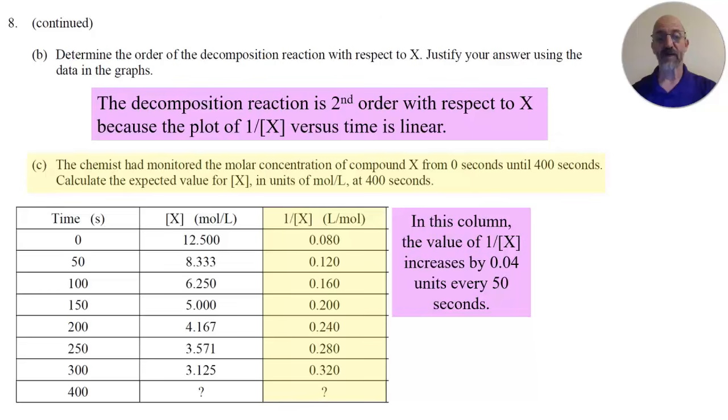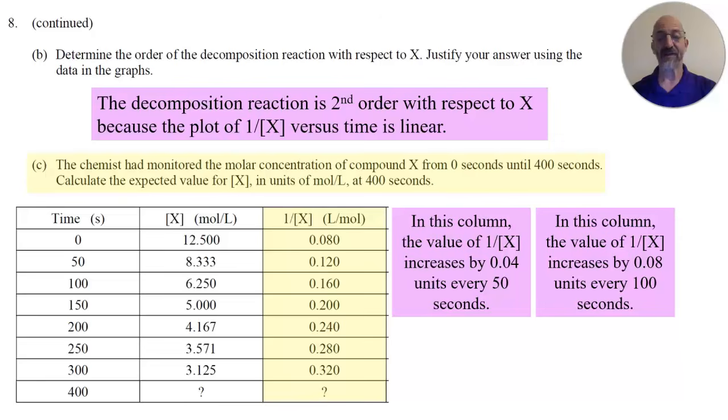We're actually going from 300 seconds to 400 seconds. That's a bigger jump than all the other intervals of time in this table. So I just added this information. In this column, the value of the reciprocal of the concentration of X actually increases by 0.08 units every 100 seconds. So if I go from 0 to 100, then to 200, and then to 300, then to 400, I'm actually making that value change by 0.08.